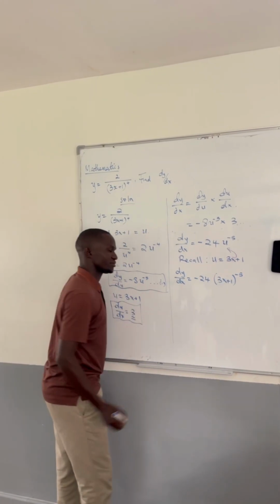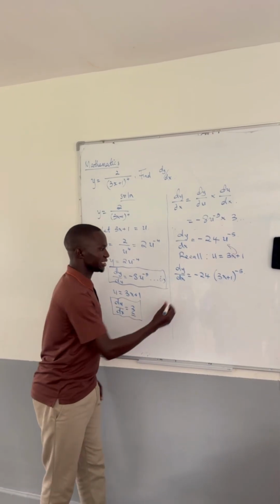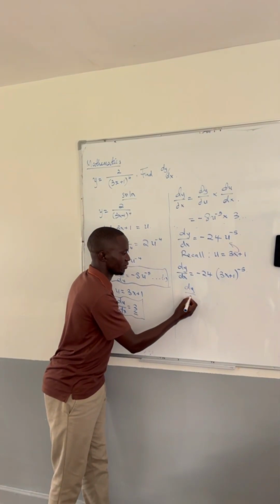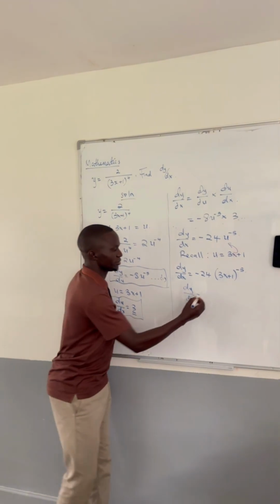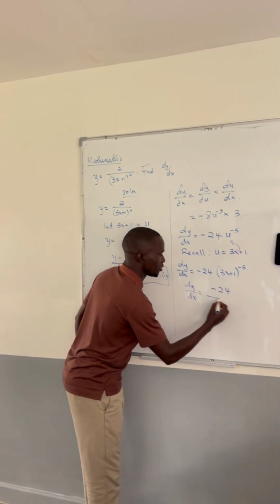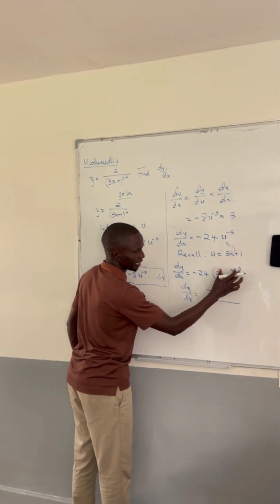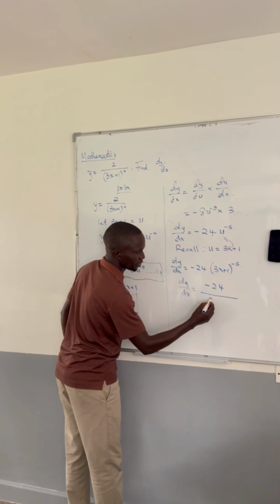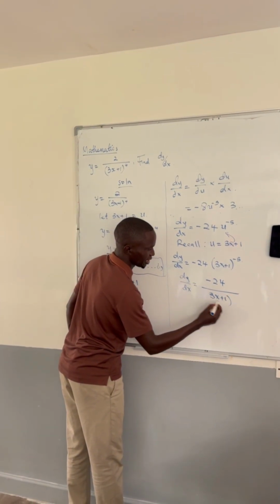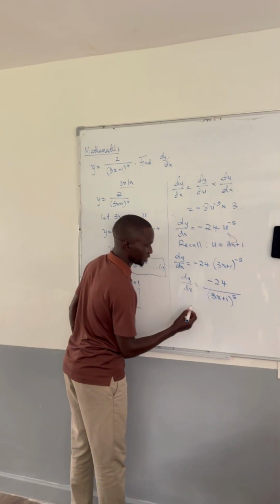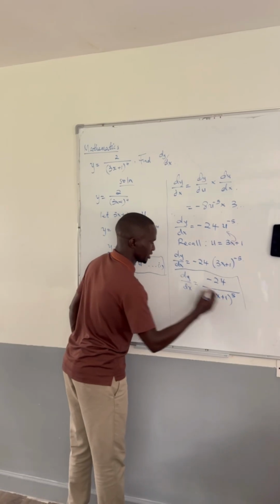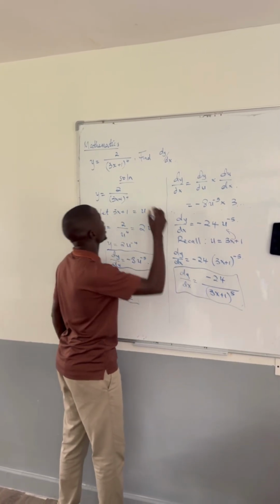This can also be written as dy over dx is equal to negative 24 over, now since the power is negative, this function can be brought to the denominator side, so we're going to have it as positive 5, (3x plus 1) raised to the power 5. And this is going to be the derivative of this function.